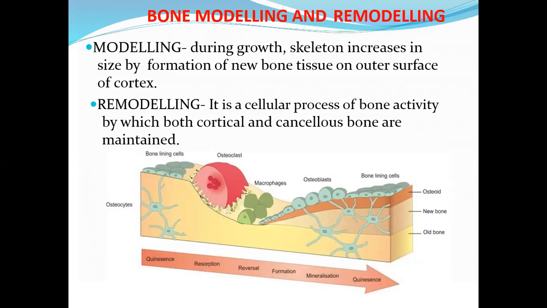Remodeling is a cellular process of bone activity by which the cortical and calcaneous bones are maintained, means arranged or maintained. The new cells are arranged in a particular location, that is remodeling. Means the cells which are synthesized are adjusted at a particular location constantly. That process is remodeling, and the generation or development of new cells, formation of new cells, is modeling.